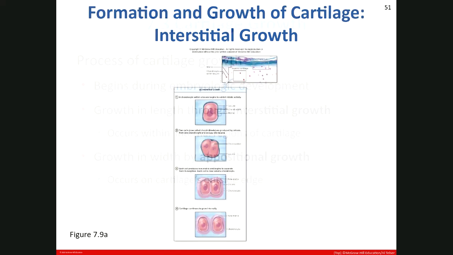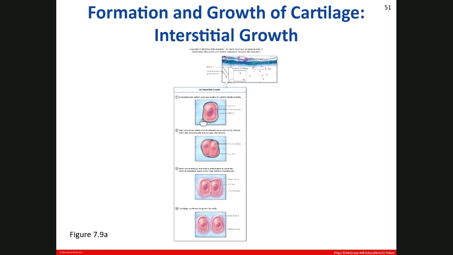First, I want to talk about interstitial growth of the cartilage. Look at this picture, you can see the cartilage. The cartilage cells are chondrocytes, which are located in the center of the cartilage, and chondroblasts, which are located around. And here you can see the perichondrium. What happens in interstitial growth? The interstitial growth happens inside the cartilage.